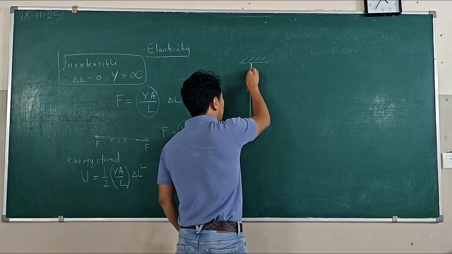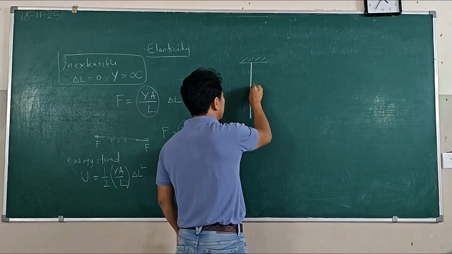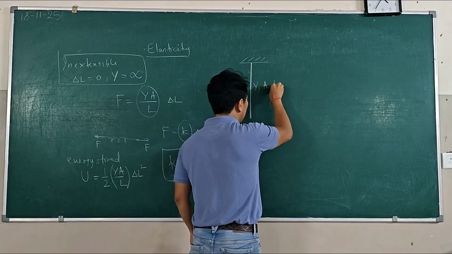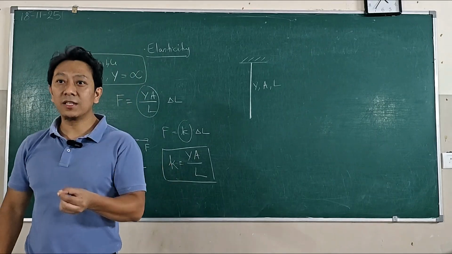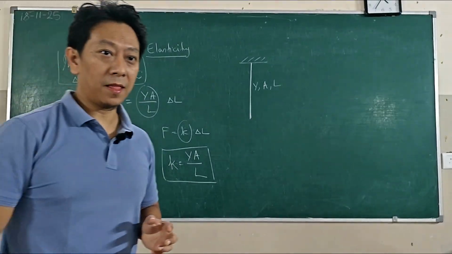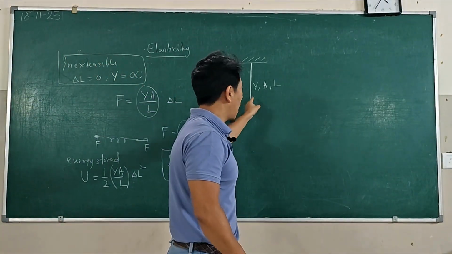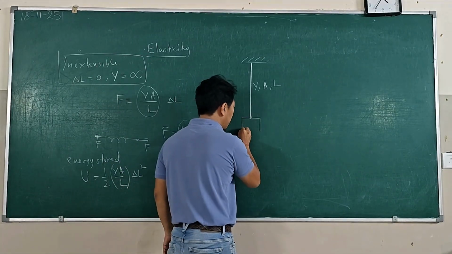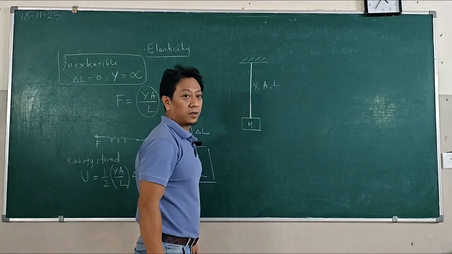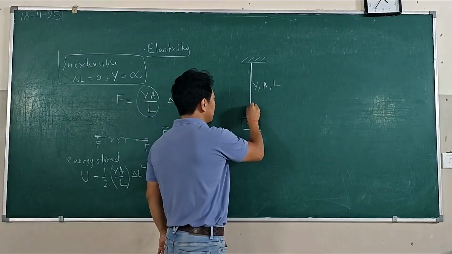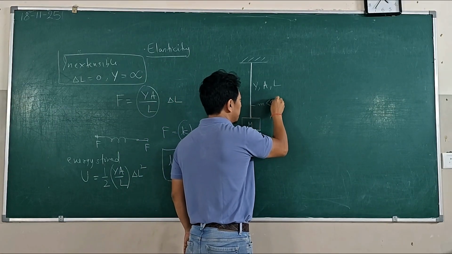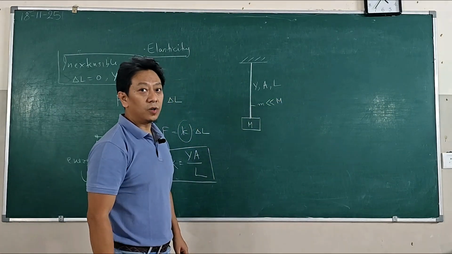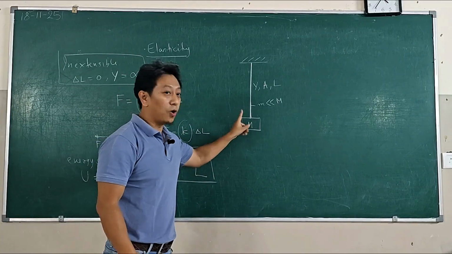You have a light wire but it has Young's modulus, area, length. Just like springs come with spring constant, elastic wires come with Y, A, L. Now here you have kept a heavy block. This wire's mass is negligible, so you can neglect it compared to this block's mass.